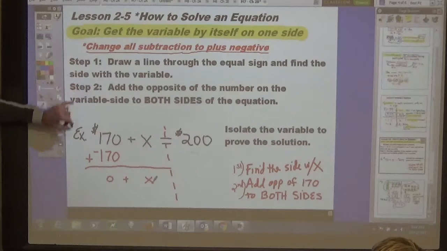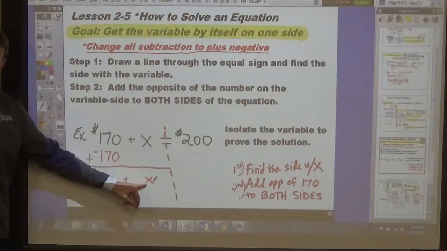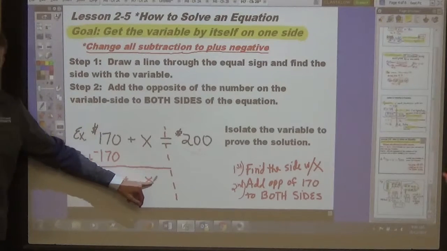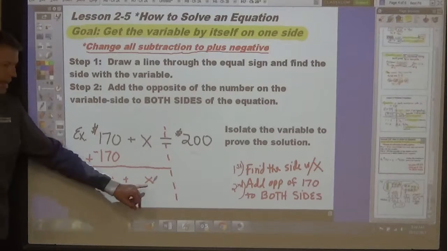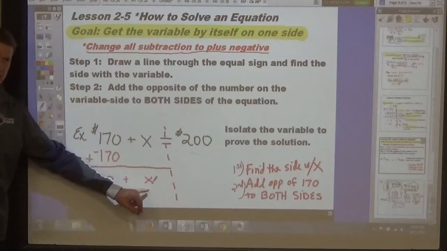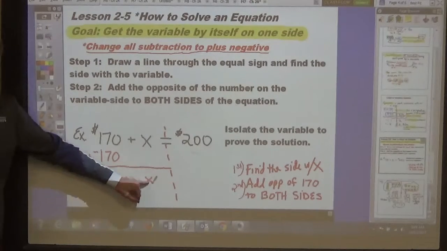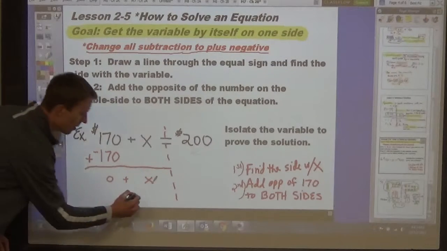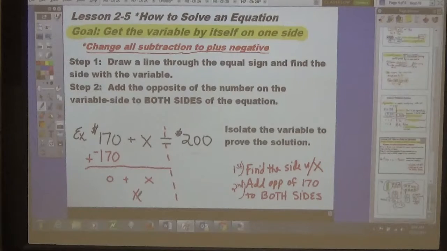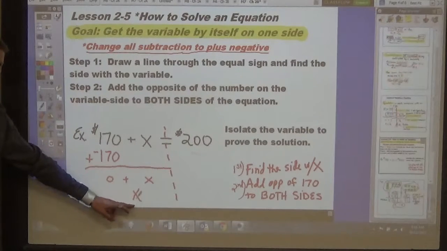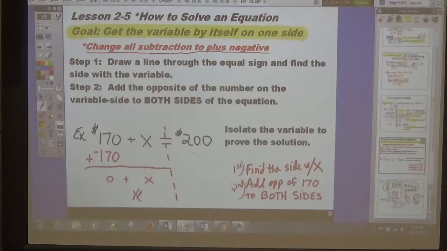Now, what property is this? We just reviewed the properties. Hayden? Yeah, this shows the additive identity property, where 0 plus any number is the number. So we can write that 0 plus x is x. And now we have the variable isolated. It's all by itself on the left side.